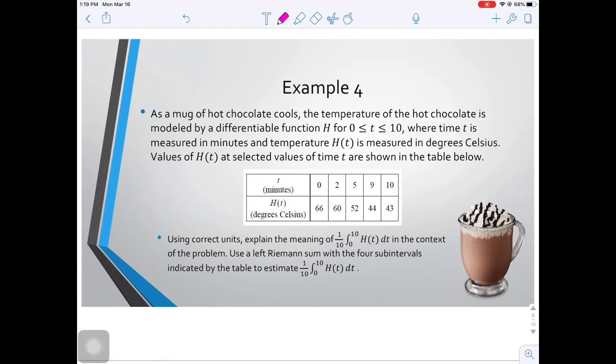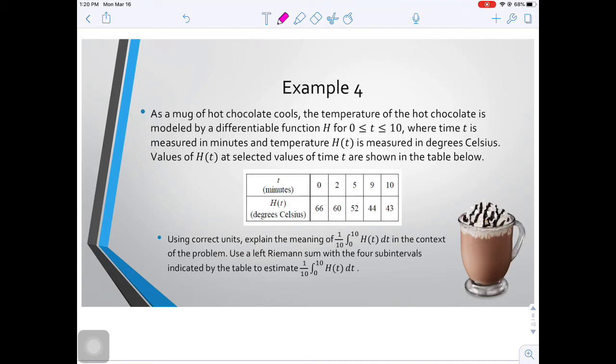All right, moving on. This next problem, example 4, is more like an FRQ style problem. As a mug of hot chocolate cools, the temperature of the hot chocolate is modeled by a differentiable function h from 0 to 10, where time t is measured in minutes and temperature h of t is measured in degrees Celsius. Values of h of t at selected values of time t are shown in the table below. So we're given a table for the temperature of this hot chocolate at various times.